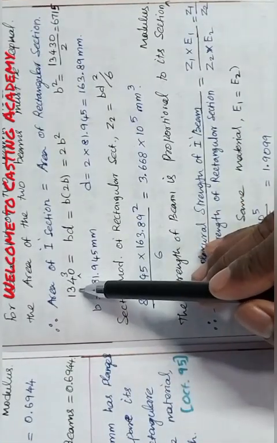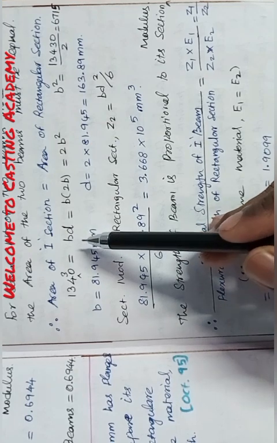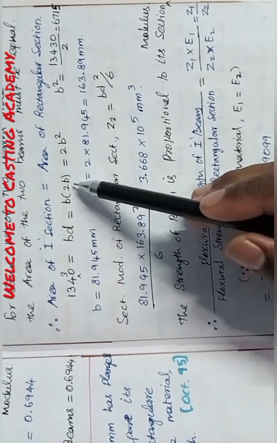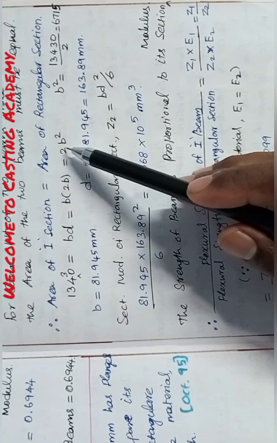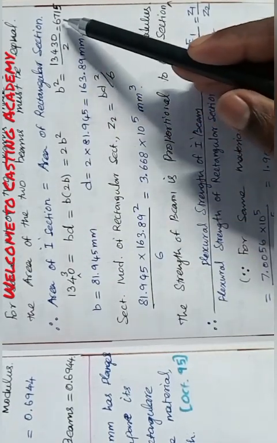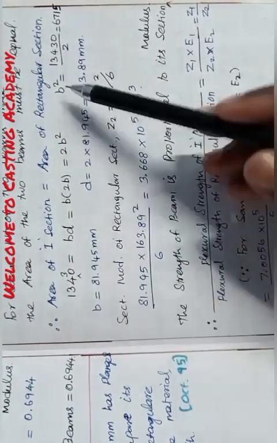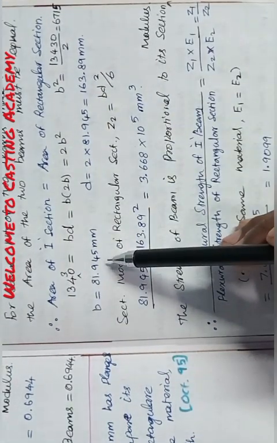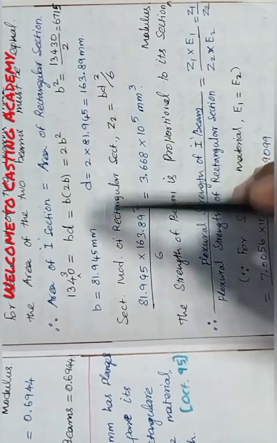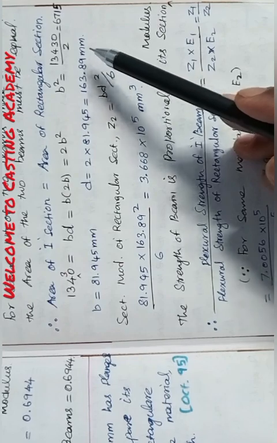So just we compare: 430 equal to B into D. Given data B into 2B, so 2B square equal. From this we got B square equal to 67115. So B equal to the root of this, B equal to 81.945. So the depth of the beam is 2 times B, that is equal to 163.89 mm.